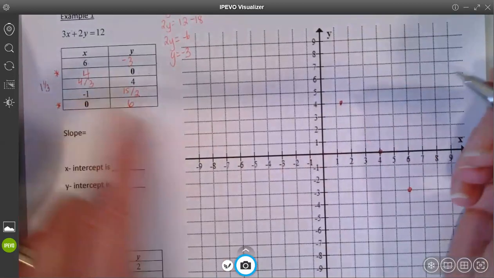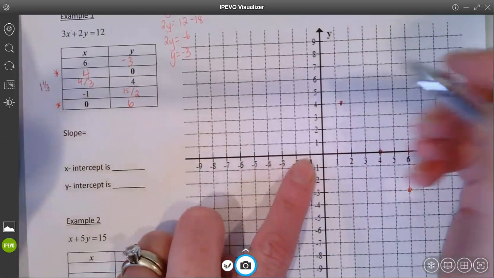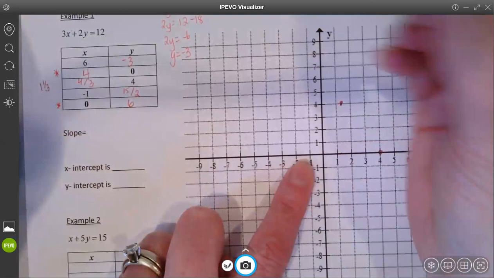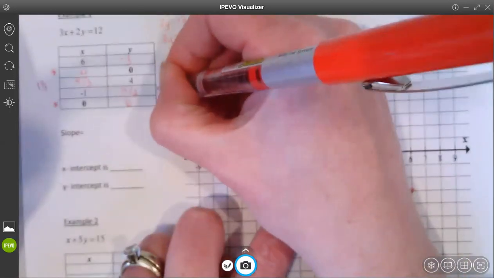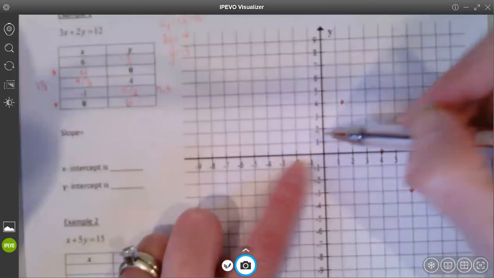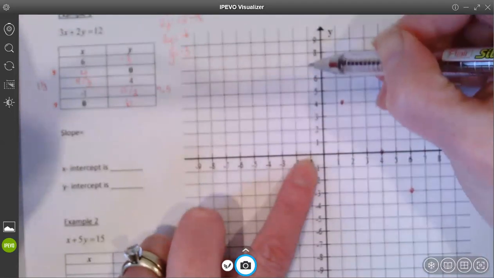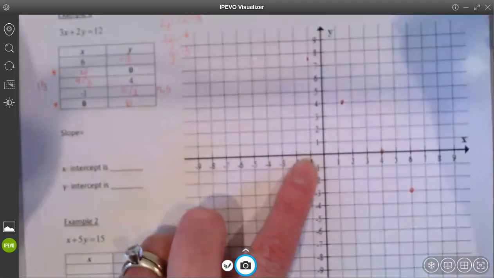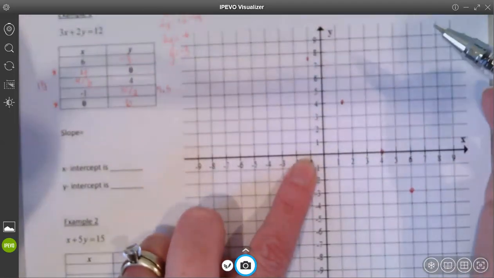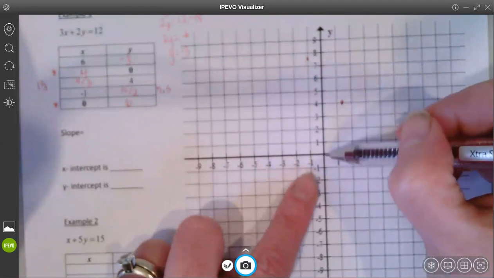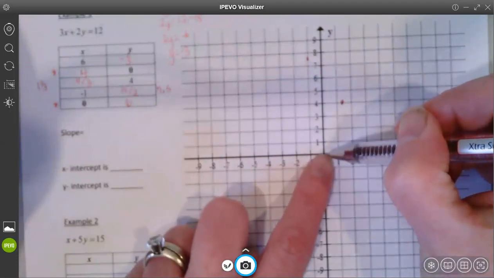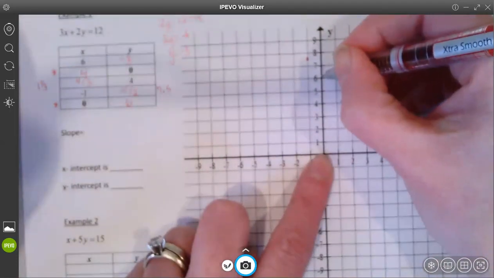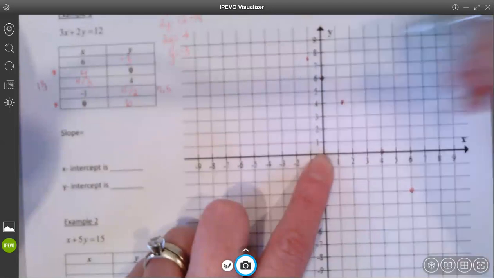Negative 1. Oh, I've got another fraction. But 15 over 2 is equivalent to 7.5. So I'm going to go negative 1. There's positive 7, and halfway between 7 and 8 is 7.5. So I'm going to plot that point. And then I'm going to continue. When x is equal to 0, the corresponding y value is 6. So I'm going to plot my point.